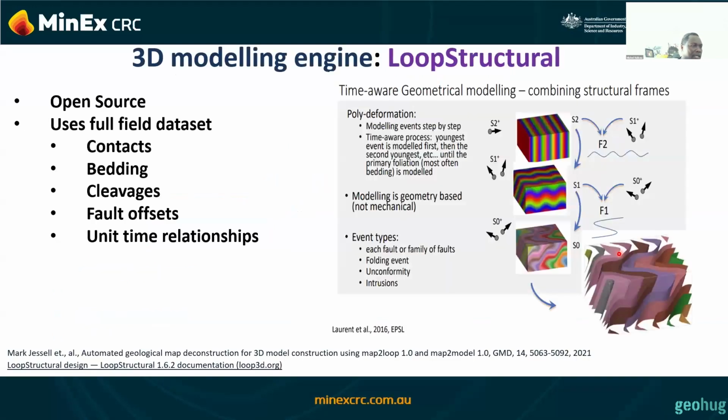The second one is called LoopStructural. By the way, Map2Loop is pretty much just a processing workflow where you generate the input needed for your 3D modeling, and the 3D modeling engine here is LoopStructural. It is as well open source. It uses a full field dataset: contact, bedding, cleavage, fault offset, and unit time relationship.